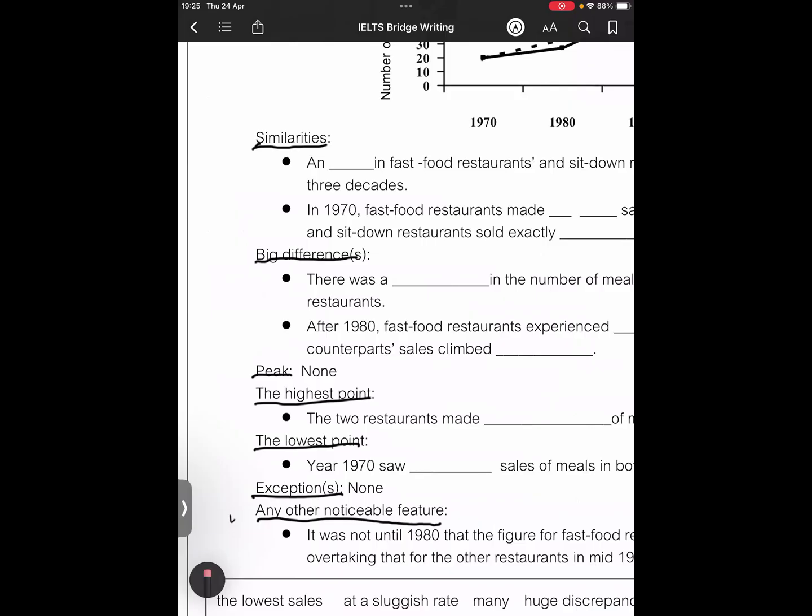Next, the highest point. So the highest point doesn't have to be the same as the peak, right? It doesn't have to be the same as the peak because for peak, we talk about change in time, so we focus on only one variable. But for the highest point, we can focus on multiple variables. We can look at many different variables and then we decide which variable has the highest quantity at which time.